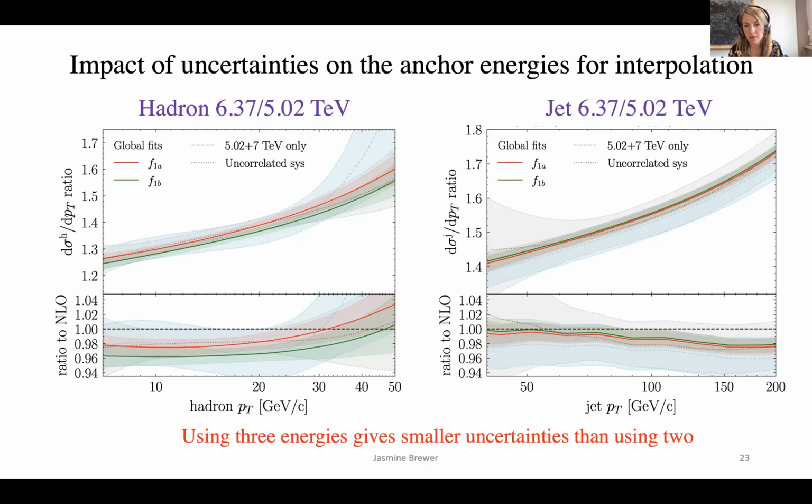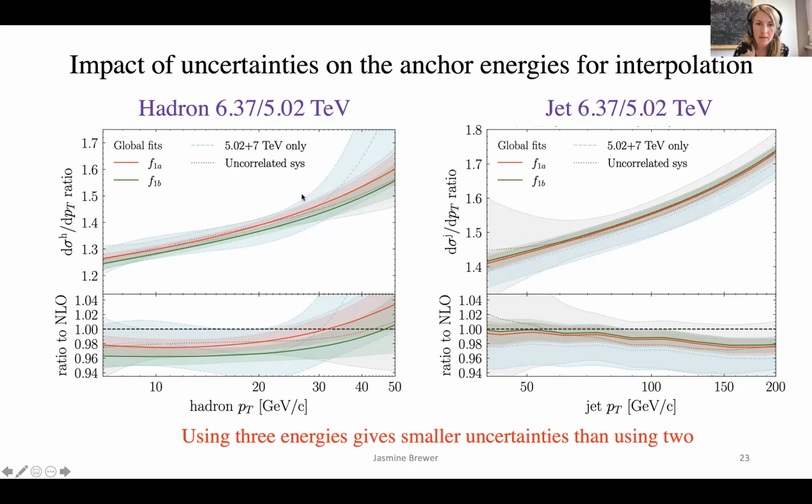For the jet spectra, it actually looks quite a bit better, where you have maybe 2% uncertainties at all pT from this interpolation, just arising from the uncertainties on the anchor energies.